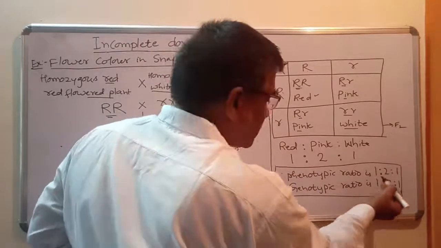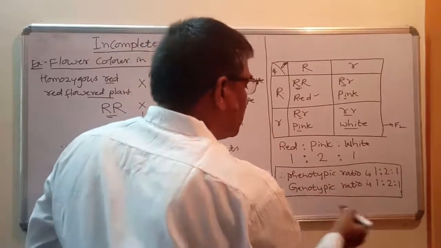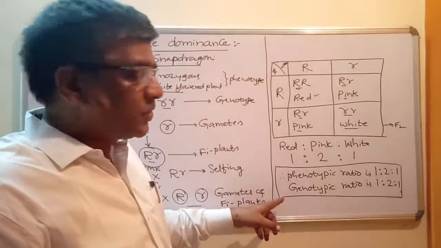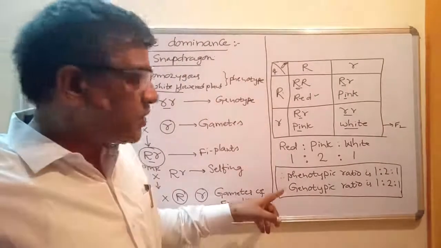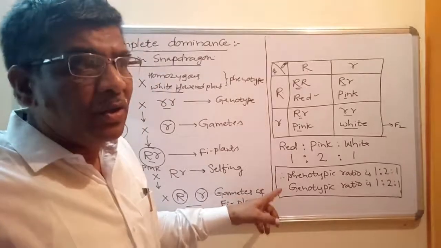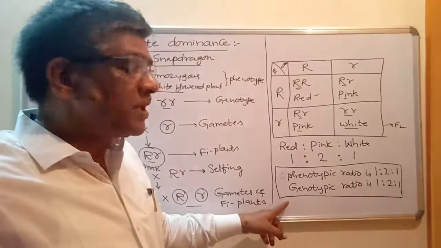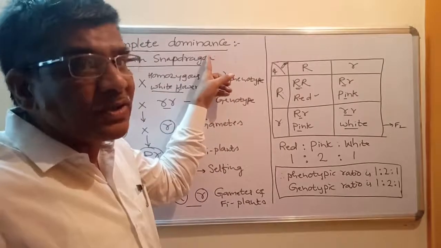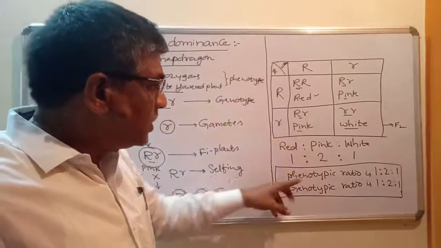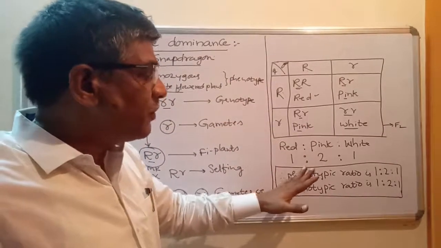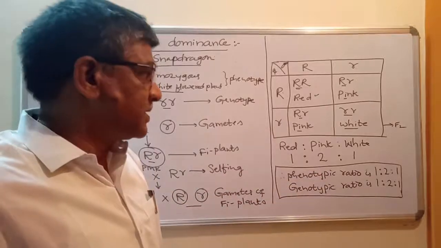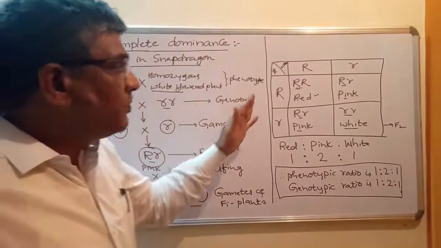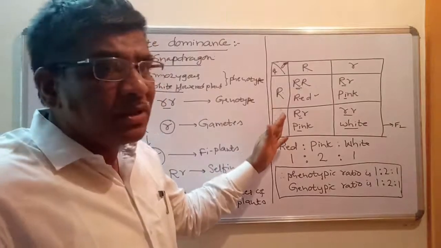Genotypic ratio is also 1:2:1. Therefore here both phenotypic and genotypic ratios are the same. In the examination sometimes they may ask a question: name the phenomenon where phenotypic and genotypic ratios are the same. Then you have to write the answer: incomplete dominance. This is the only phenomenon where both phenotypic and genotypic ratios are the same. So with this, incomplete dominance is over, which was not observed by Mendel.